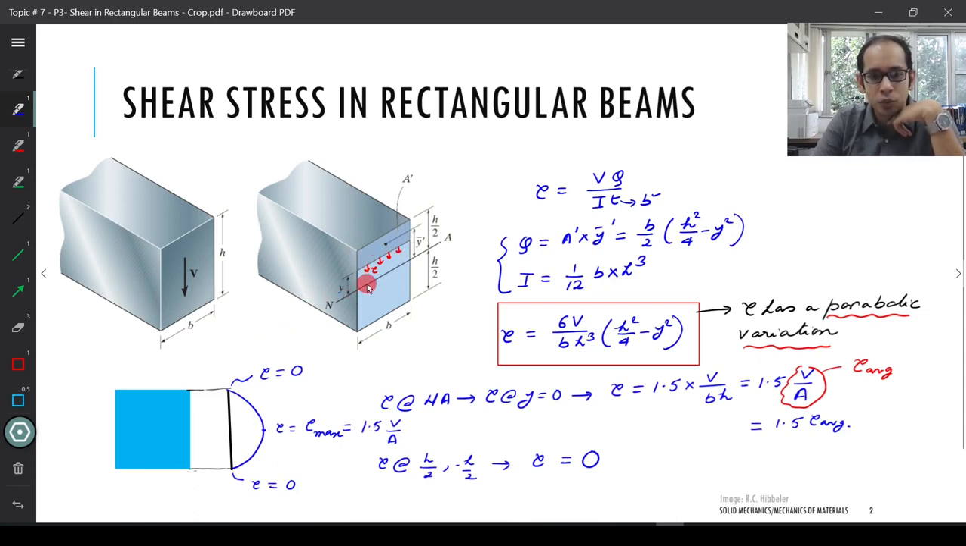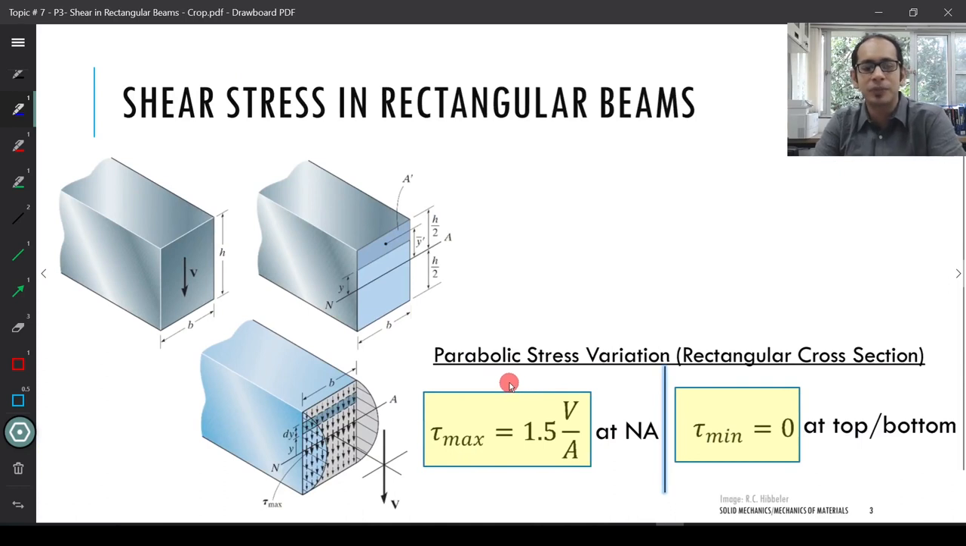At the center, it is 1.5 times across the center. Now let's take a look at this figure in 3D for a better understanding. So it looks something like this over here, right? So here, see, at the top it is zero, and this is the parabolic variation that you are seeing, and at the center it is a max, a tau max, which is over here, which at the neutral axis is 1.5 times the average shear.